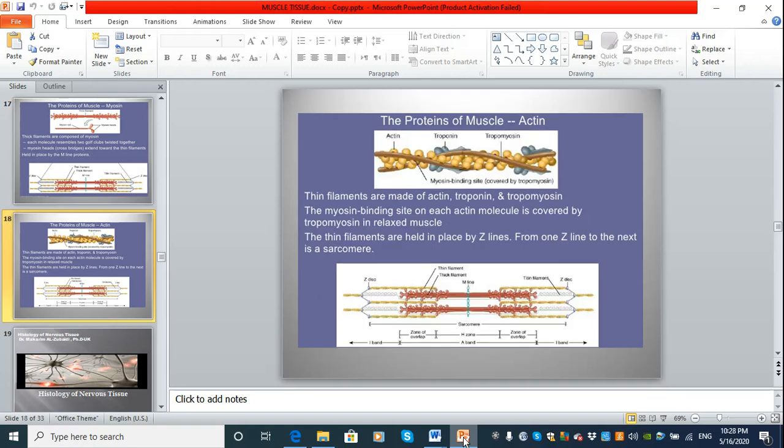Then we have the thin filament, which forms actin, and it is touched by the two heads of myosin. It connects with actin, and it is made of actin, troponin, and tropomyosin. This thin filament runs from one Z line to the next, as the sarcomere. As I said, the sarcomere is a complicated repeating unit in striated tissue.